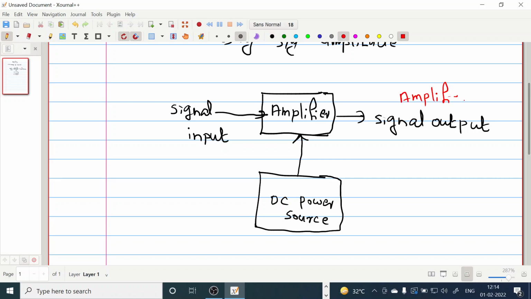Output is the amplified version. Okay, so that is the principle of operation of amplifiers.